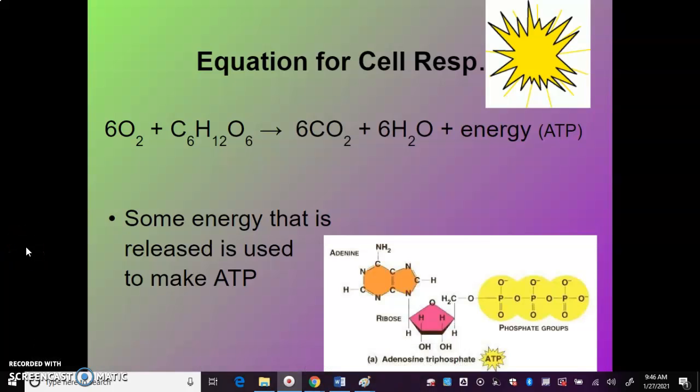Here you can see the equation for cell respiration, and this is an aerobic equation. So you have 6O2, so that would be oxygen gas, then you have glucose, and it's going to produce carbon dioxide, water, and energy in the form of ATP. So remember, the whole point of cellular respiration is that the cells are going to use the glucose, or the carbohydrate, the main source of energy for our cells, and turn it into the usable form of energy, which is known as ATP, or adenosine triphosphate.